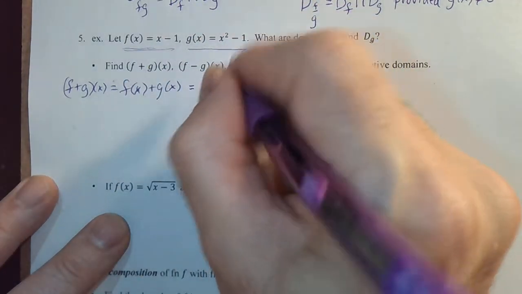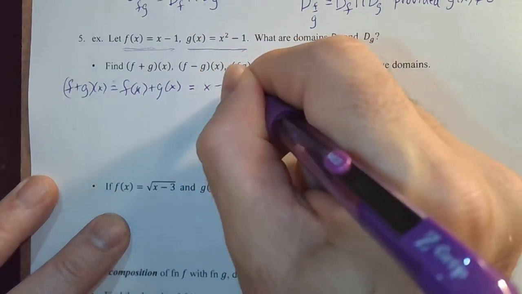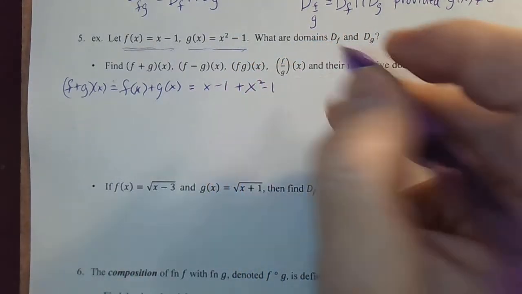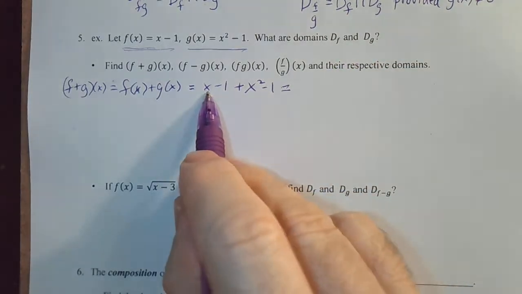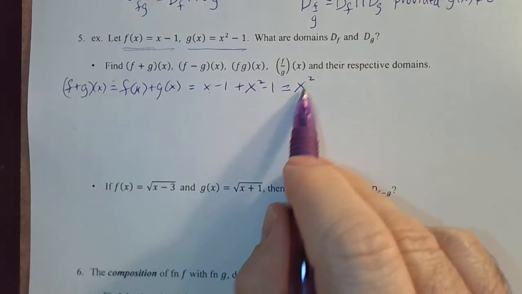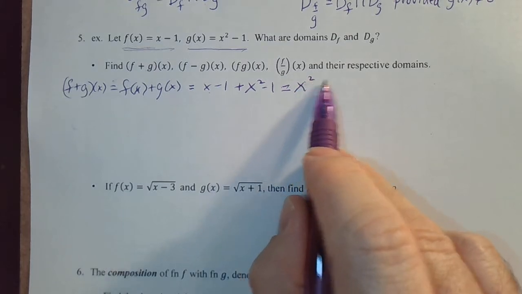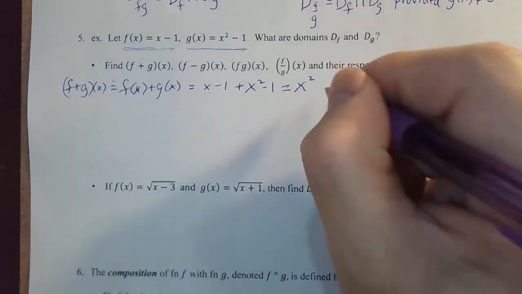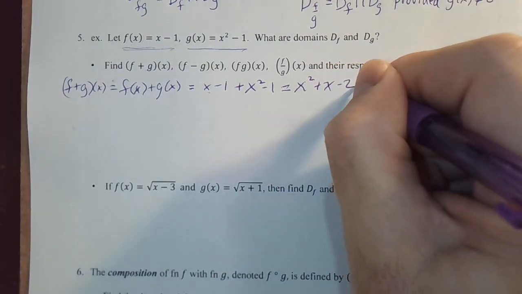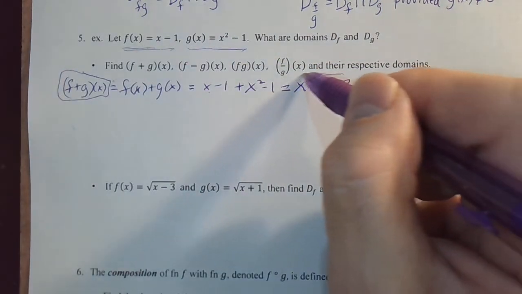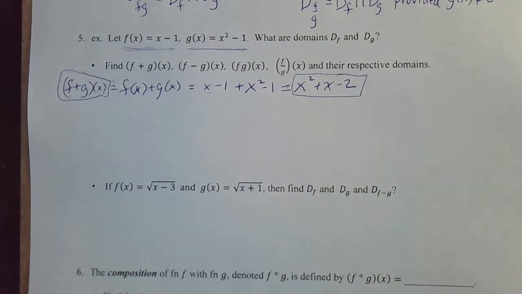It's equal to x minus 1 plus x squared minus 1. And that gives us x squared. I'm going to write this in the nice form. When we write polynomials, we usually go in descending orders of the exponents. X squared plus x minus 2. That's it. So this is equal to that.